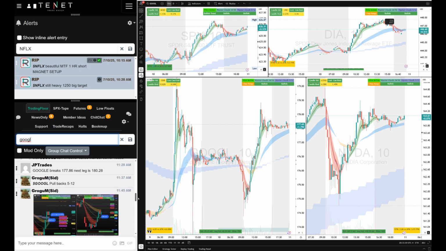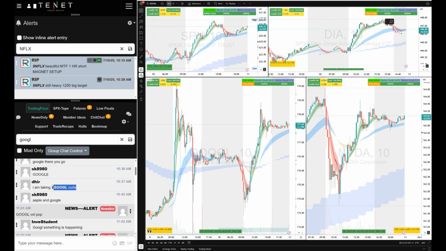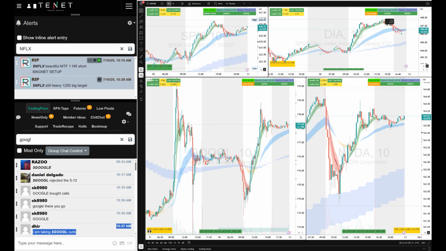Right? So Google gave the call today. The traders on our trading floor alerted the calls. Dheer alerted the calls. He took the calls all the way to the 178. Beautiful guidance there, right? SK bought the Google calls. So you see that in the morning we were not doing it. In the morning we were shorting, but in the middle of the day we found those calls and we traded those calls, right?